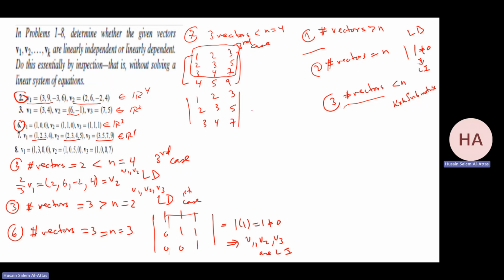1, 2, 3, 2, 3, 5, 3, 4, 7. So multiply by -2 the first row and add it to the second row, that will be 0. That will be -1. -2, that will be -1 also.